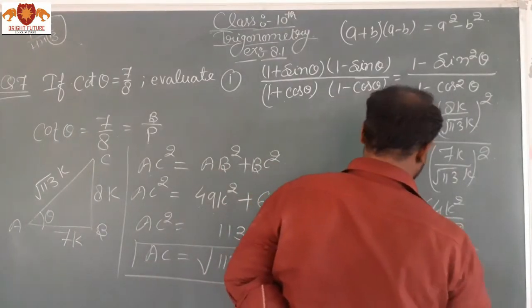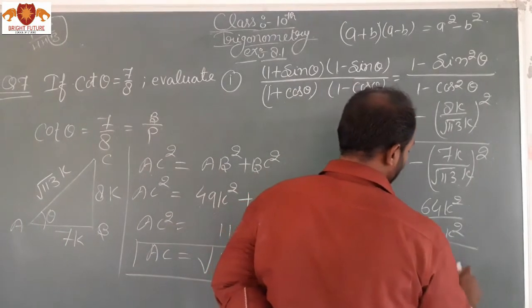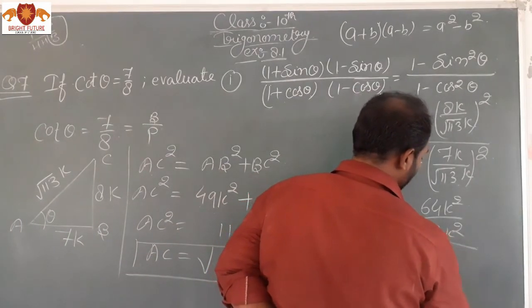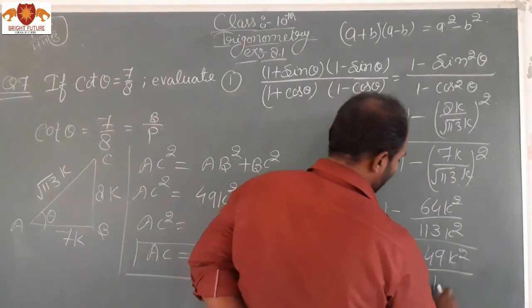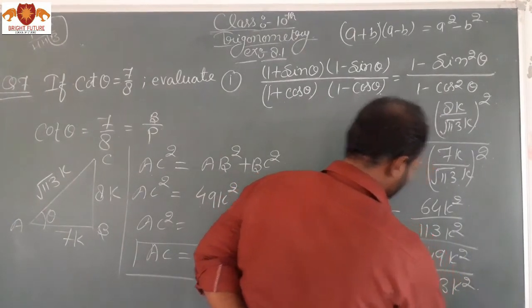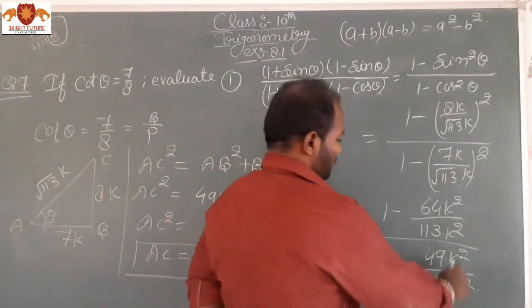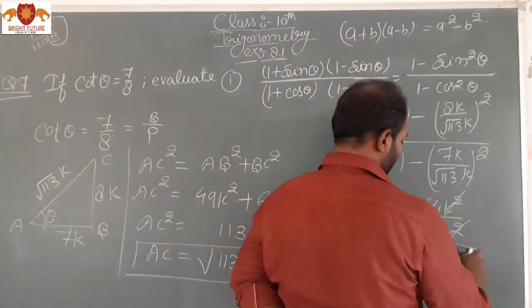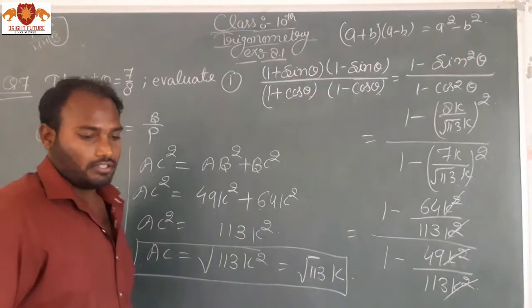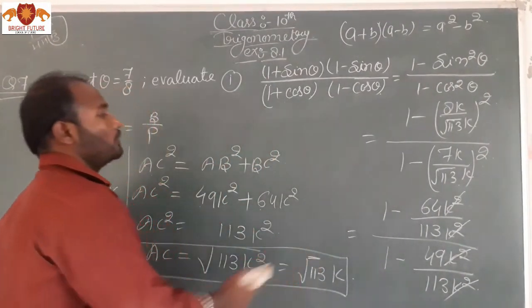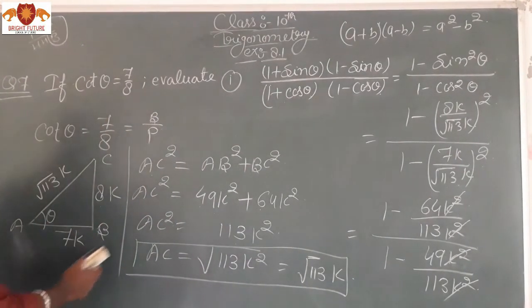So here and here the calculation is the same. So 49k square here also, 49k square divided by root 113k square. Got it? I hope you understand. Now k square is k square, so k square cancels. Got it? Now I have to solve these questions. So let me draw it first.